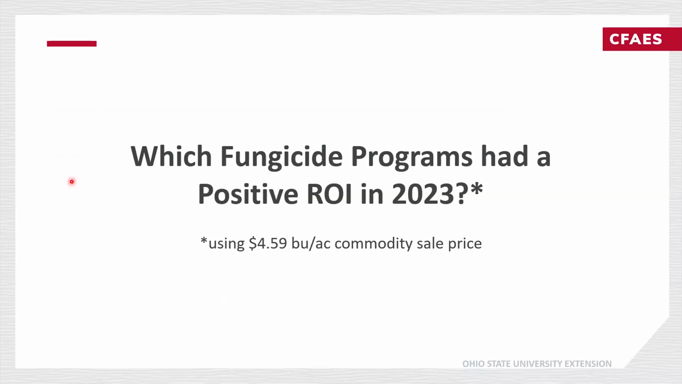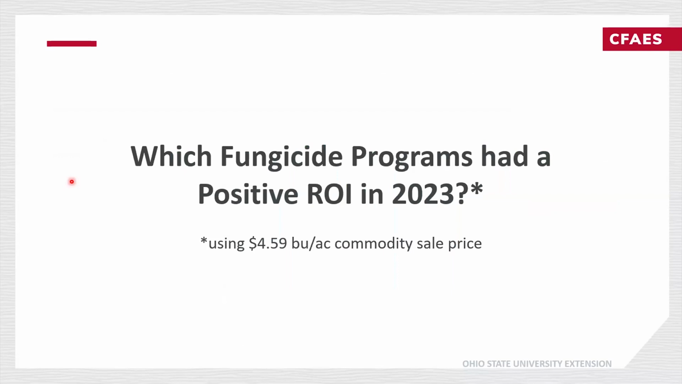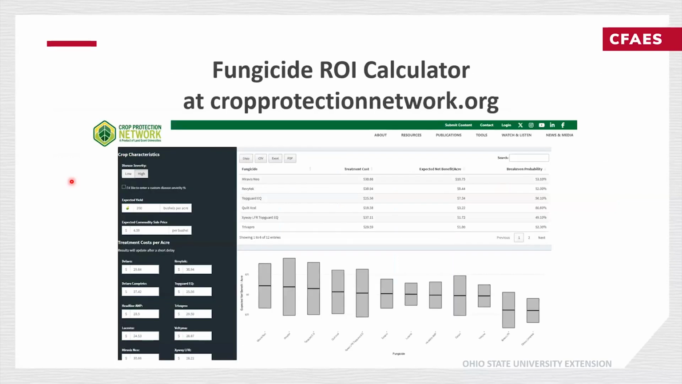But I know margins are tight this year and looking to get only tighter. So another question is not only how well does it protect yield and protect us from disease, but which programs are going to give us that positive return on investment. So looking at those same results and then using a median price point for those fungicide products, here I used another tool available on cropprotectionnetwork.org. And this is a return on investment calculator for fungicide products.